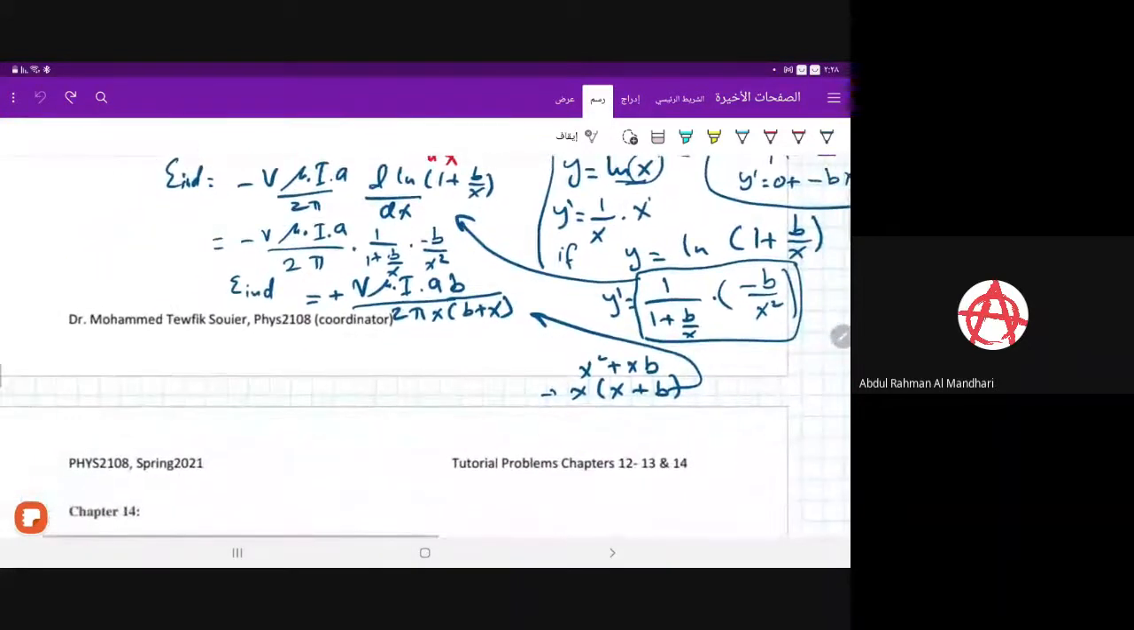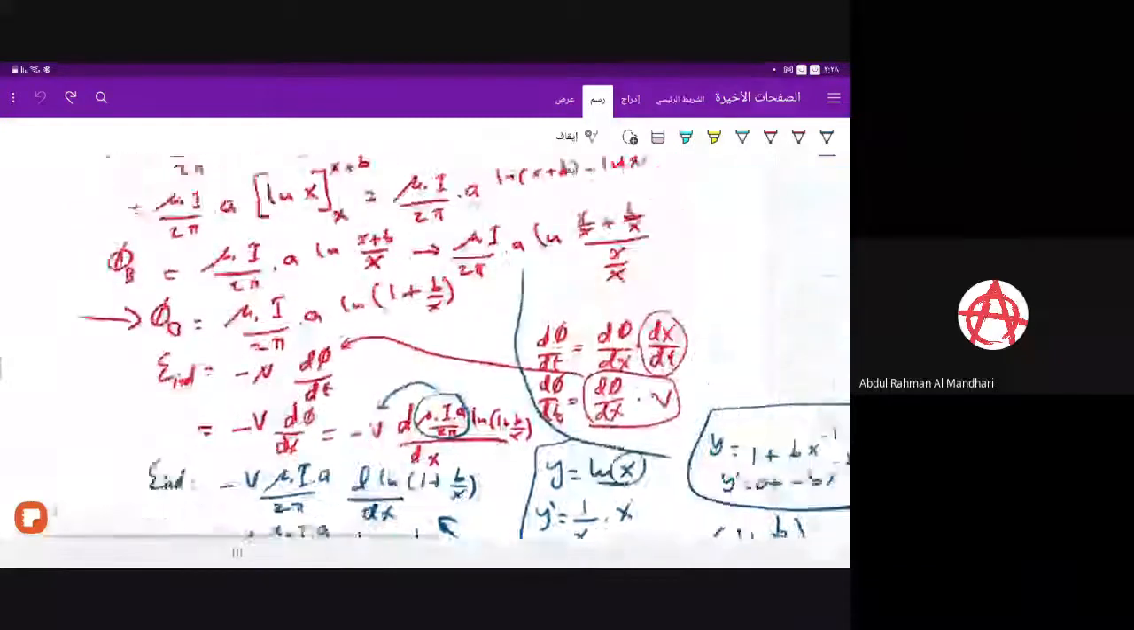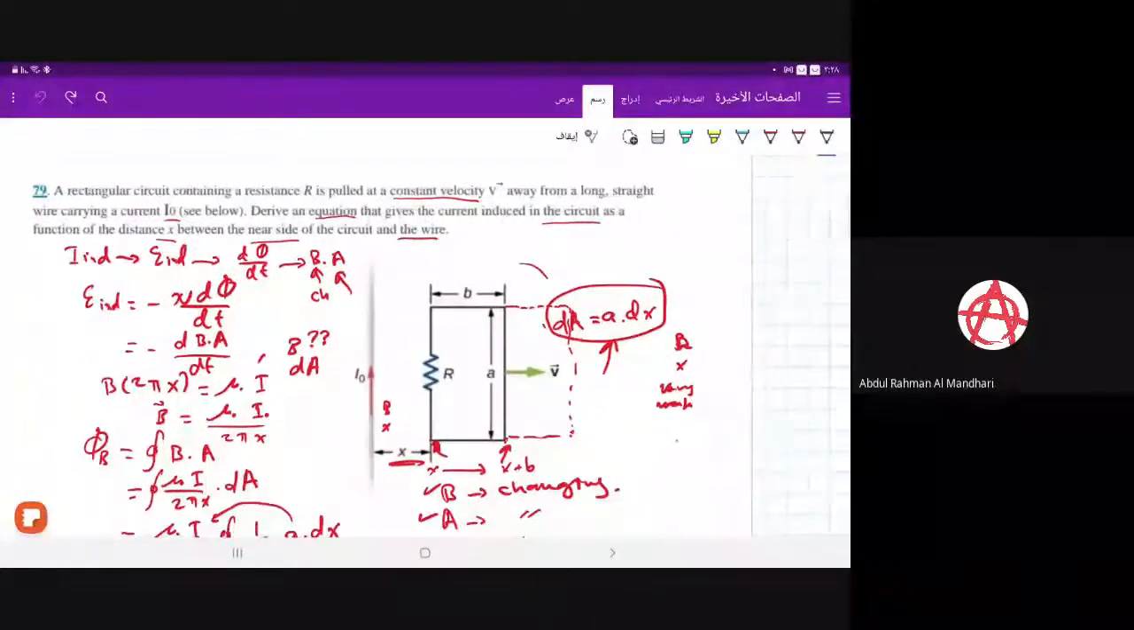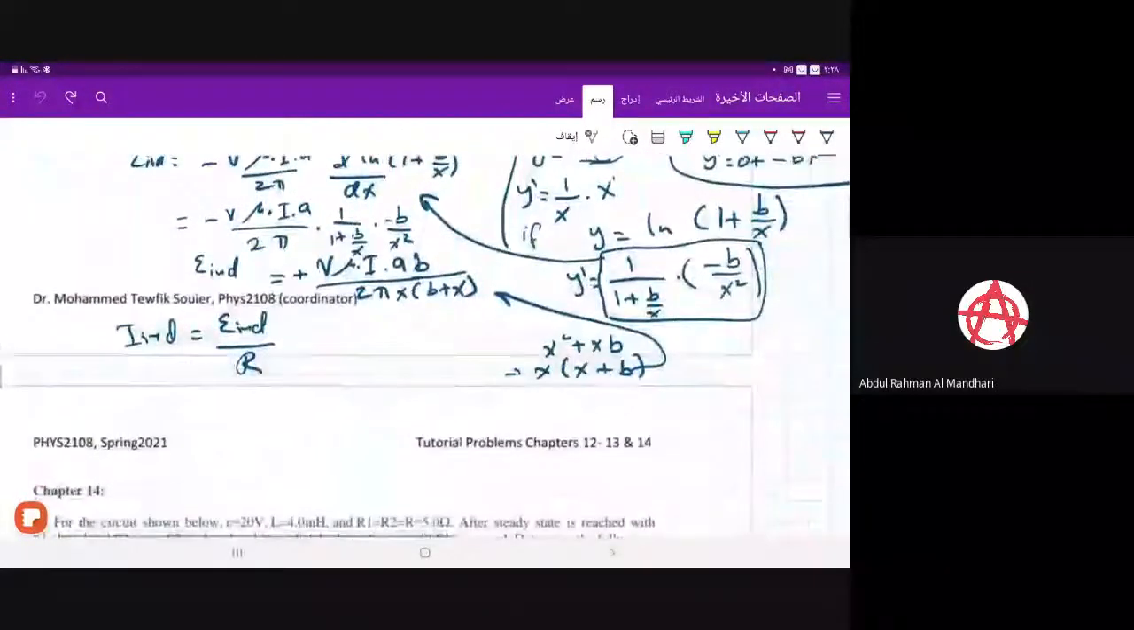I hope this is clear to you. The physics here tells us that as x increases, epsilon will decrease, because we are going far away from the original current or the original wire. Now, we are looking for I induced actually. So I induced is just epsilon induced over the resistance, and we know R. It's given in the question at the top. R is given but without numbers, because this is an expression.